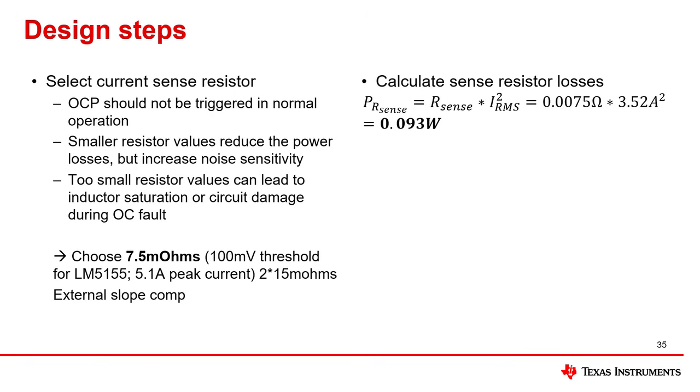Now the current sense resistor needs to be selected. The overcurrent protection should not be triggered in normal operation. Smaller resistor values reduce the power losses, but they increase the noise sensitivity. Also, too small resistor values can lead to inductor saturation and/or circuit damage during an overcurrent fault. The LM51551 has a 100 mV peak current limit threshold, so 7.5 milliohms are used as a sense resistor. The losses in the sense resistor will be around 100 milliwatts.